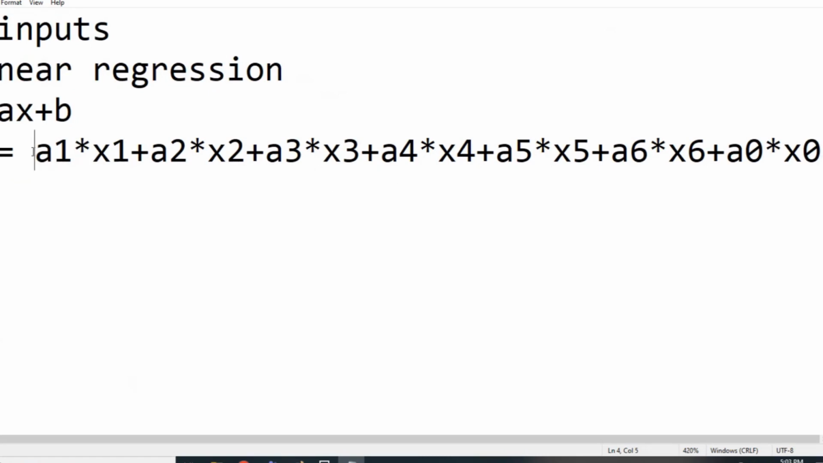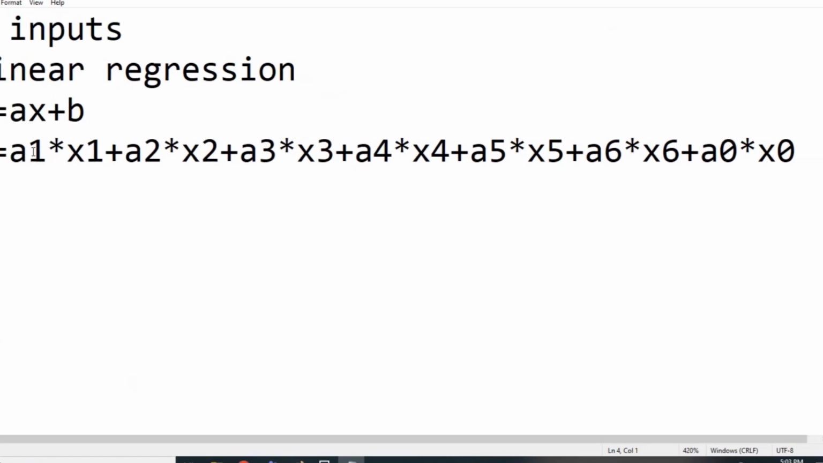So in total, how many parameters do we have here in this case? By the way, x1 here is like the longitude, x2 is the latitude, x3 let's say occupancy, x4 and so on. Linear regression is going to find the values for a1, a2, a3, a4, a5, a6, and a0. The total number of parameters is only 7. That's all.